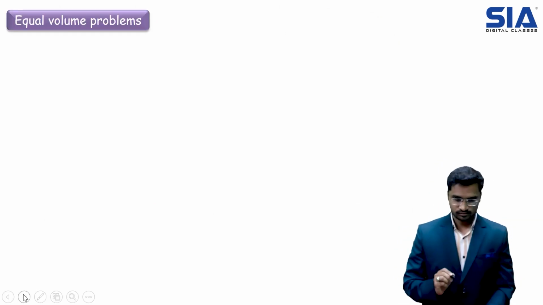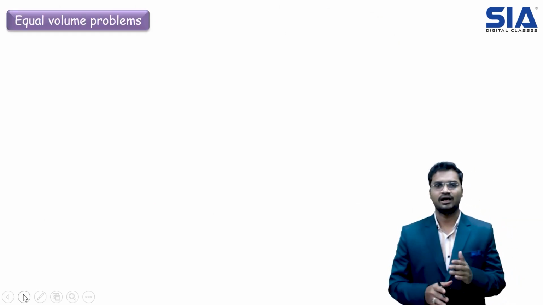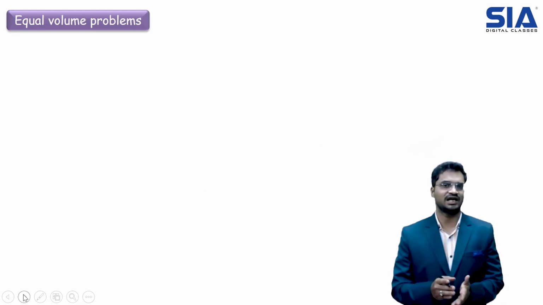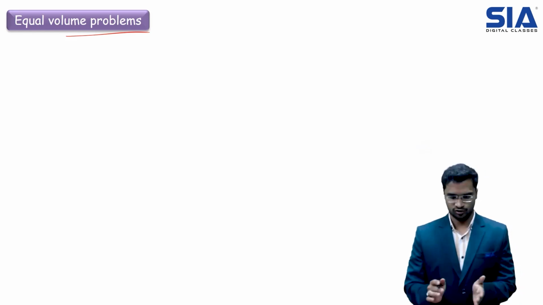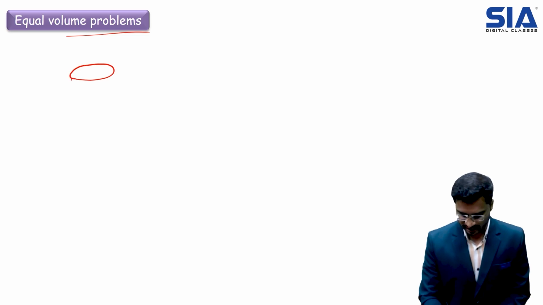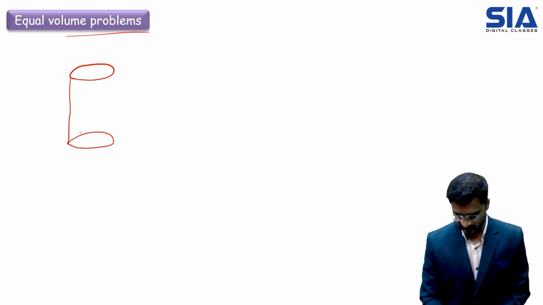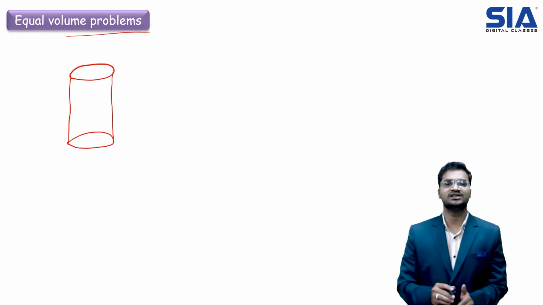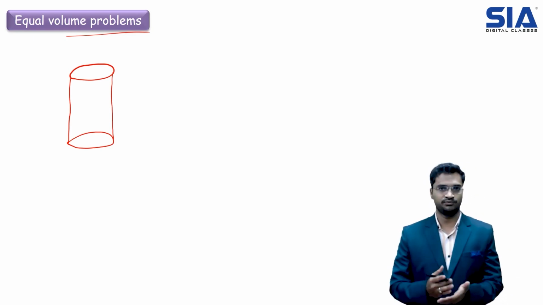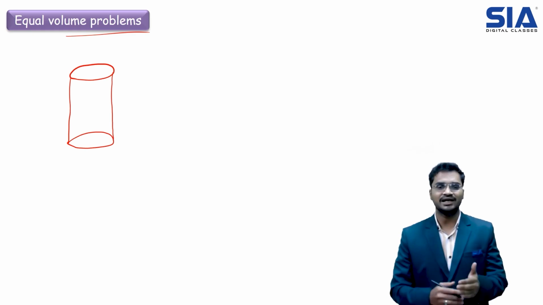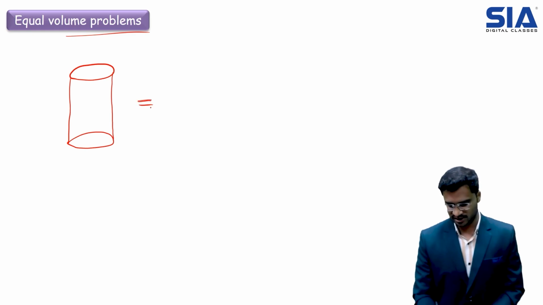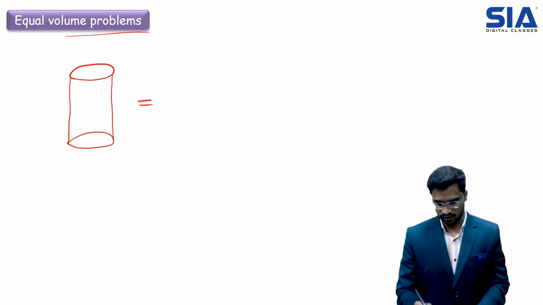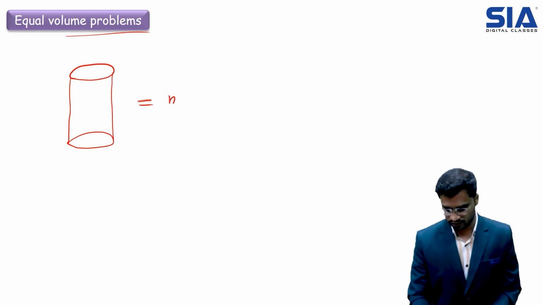Now, in our exam, multiple questions are asked from this model, which is the equal volume model. So let us see what this equal volume model is. Suppose I have a cylinder like this. This cylinder is made of pure metal. Now I have melted this particular cylinder and made it into cones. I don't know the number of cones. I have made n cones using this.